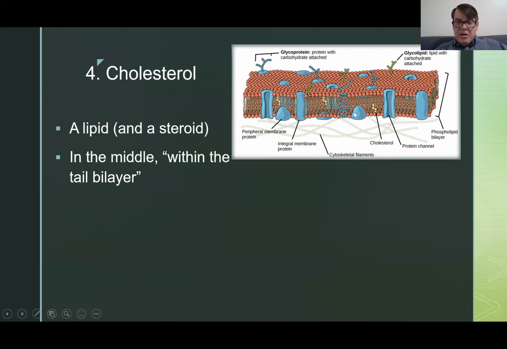But the cholesterols are in the middle, within the tail bilayer. So these are the tails, the lipid tails of the phospholipids. And that's a bilayer, and the cholesterols are in the middle.